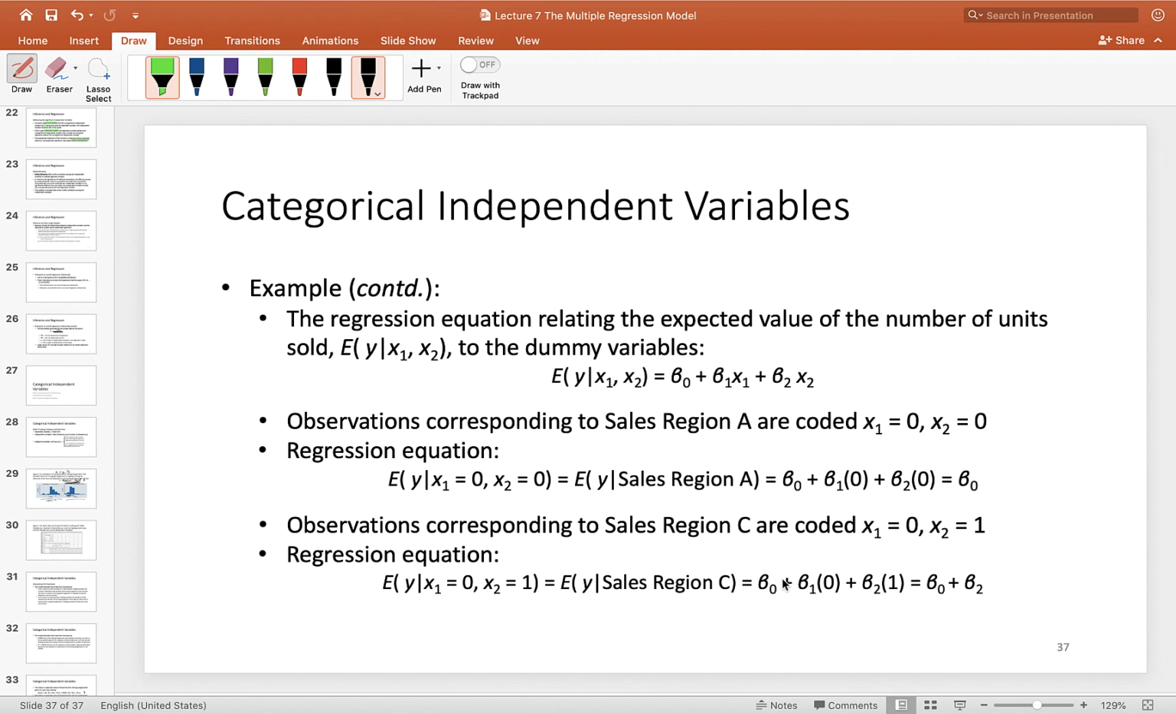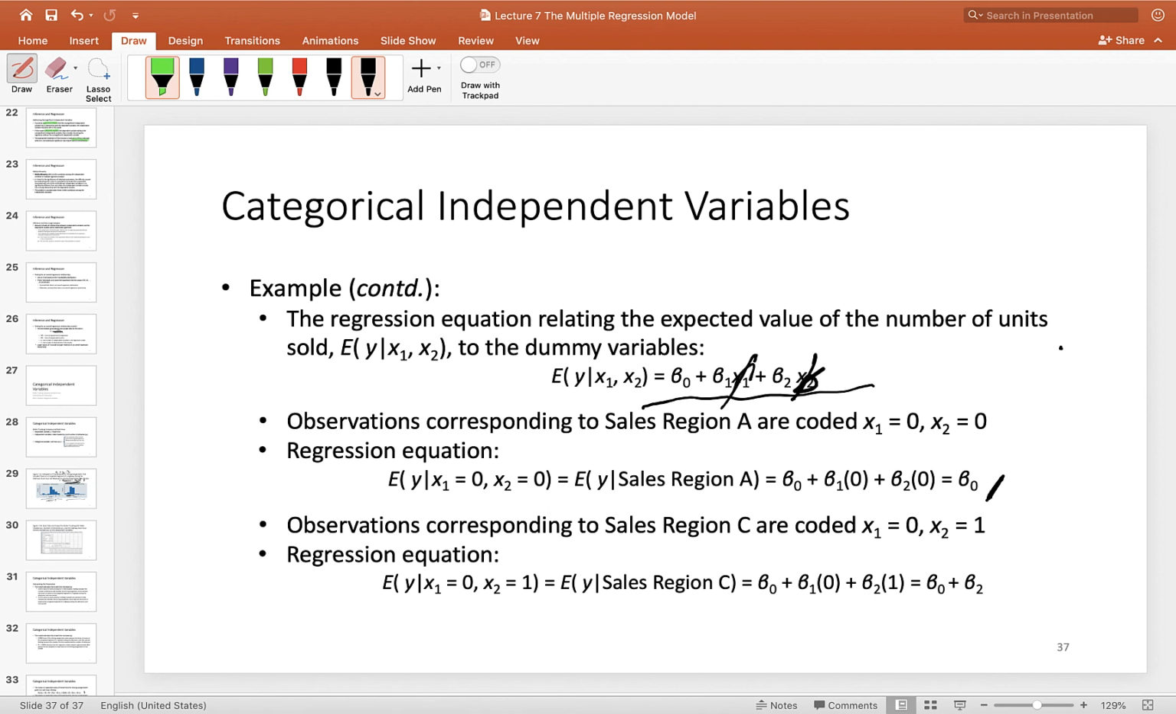What we see here is the general equation. Supposing x1 equals 0 and x2 equals 0 as well, that means I'm in region A. So all I have to do is come into this equation and put x2 equals 0 and x1 equals 0. And that says when I'm in region A, the equation I use to predict is just beta 0, because these terms just disappeared.